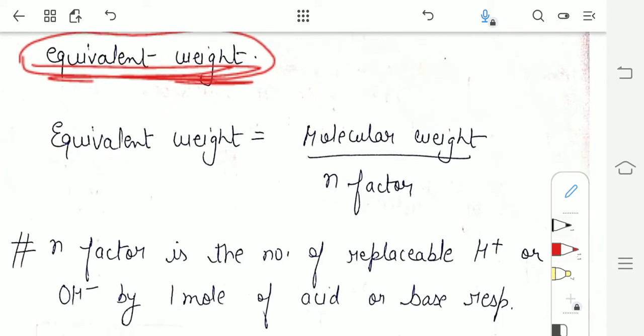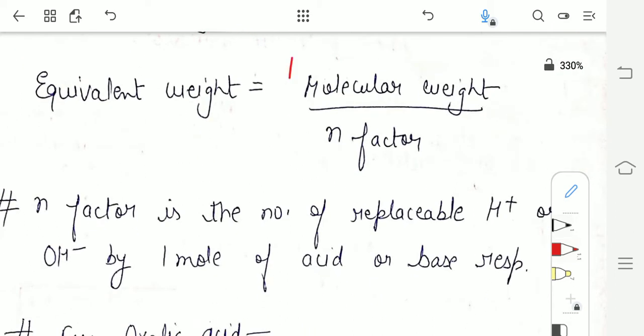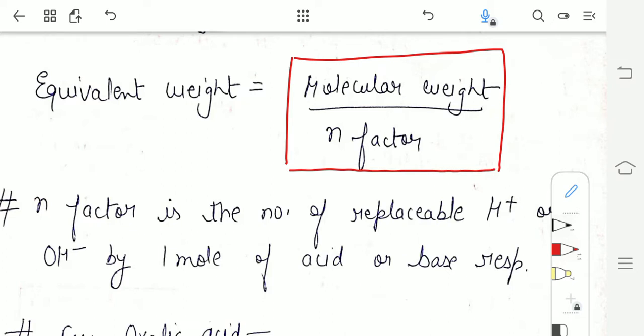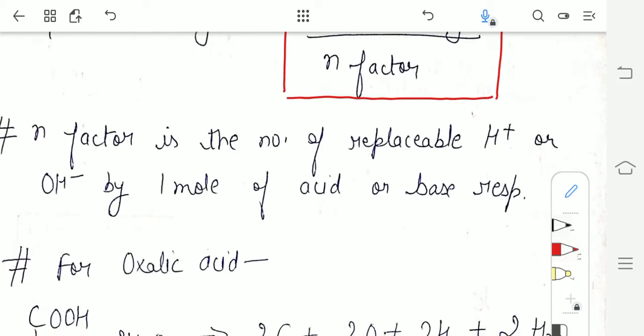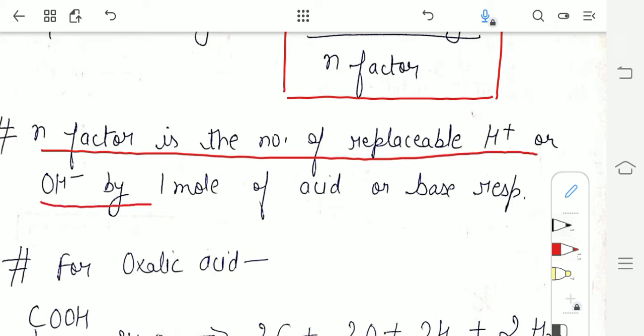The formula for calculating equivalent weight is molecular weight upon the n factor. Molecular weight we already know how to calculate it, and if you do not know, I will explain that in a moment. Firstly let us see what is the n factor. The n factor is the number of replaceable H positive ions or OH negative ions by 1 mole of acid or base respectively. So n factor means how many H positive ions or OH negative ions any acid or base can give.